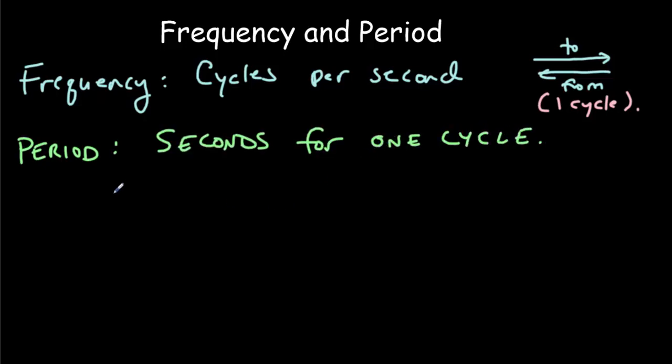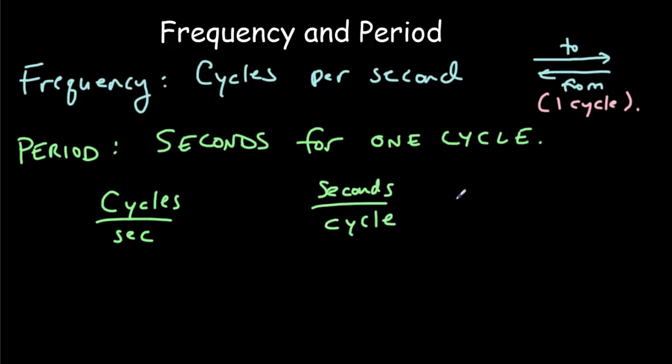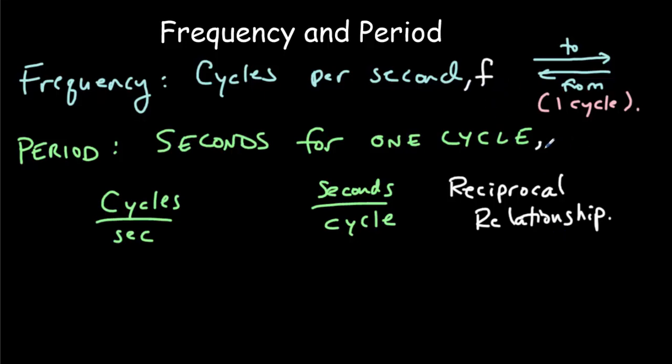If you just consider the units here, the frequency is cycles per second, whereas the period is the seconds per cycle. Just based on the units, you're likely to guess a reciprocal relationship between these two quantities. And typically here we'd use a small f for frequency and a capital T for period. And the reason that we use a capital T is because this is an amount of time. So by using a T, it reminds us it's the period that's the one that's an amount of time.